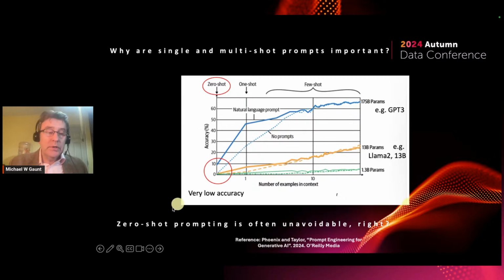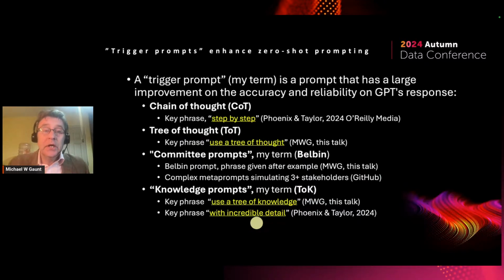Now, that's all very well, but zero-shot prompting is often unavoidable. And we often don't know what examples to give to the LLM. So to address that problem, that's why I put the zero-shot prompting here, we had the idea of trigger prompts. So this is my term. It's not an official term. I just find it convenient to explain this. A trigger prompt is a prompt that has a large improvement on accuracy and reliability of GPT's response. And I should add to that definition, without giving it an example. That is a really important part of the definition.